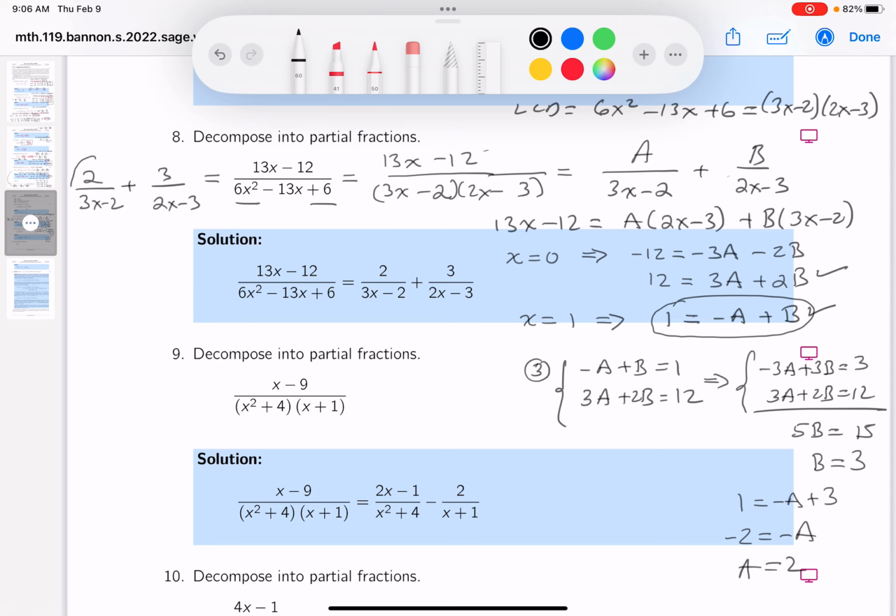Now, if this is an exam question, I'd check to make sure that that thing, when added together, gives me what they say it should. But right now, I've got an answer key. Let's take a look at it. And did I do okay? Do I have this term, 2 over 3x minus 2? I do. Do I have this term, plus 3 over 2x minus 3? I do. We're going to move on. Thank you.